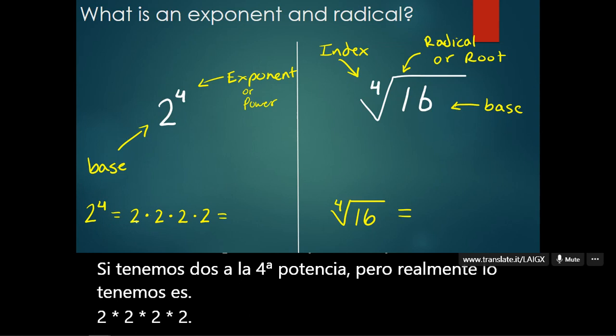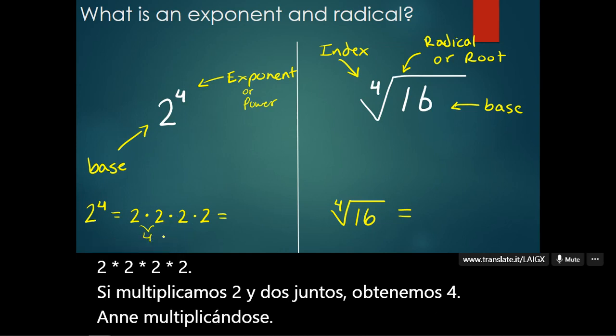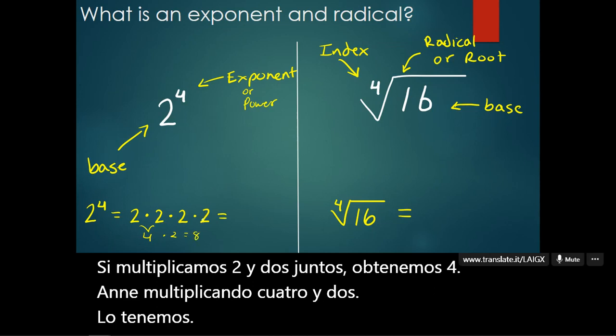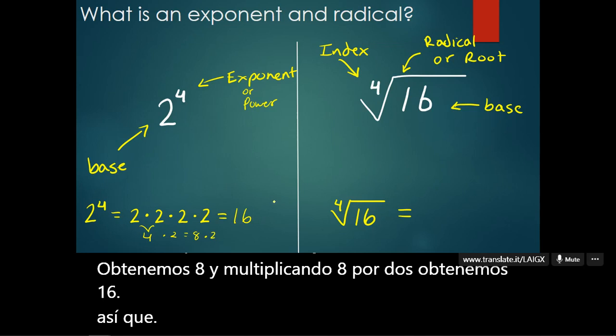And if we multiply 2 and 2 together, we get 4. And multiplying 4 and 2, we get 8. And multiplying 8 by 2, we get 16. So 2 to the 4 is the same as 16.